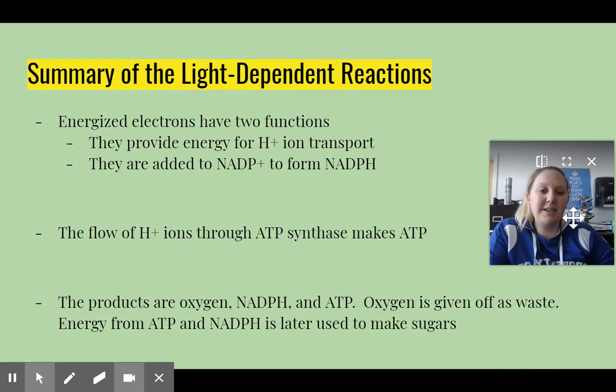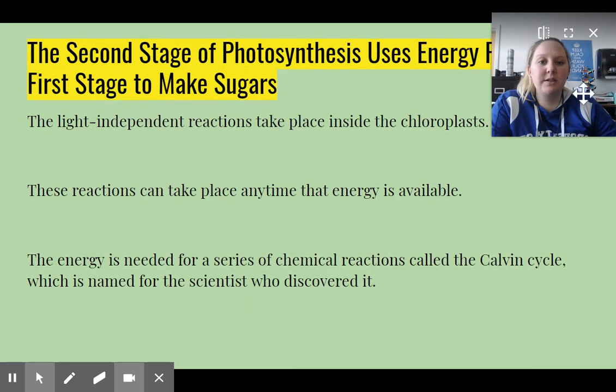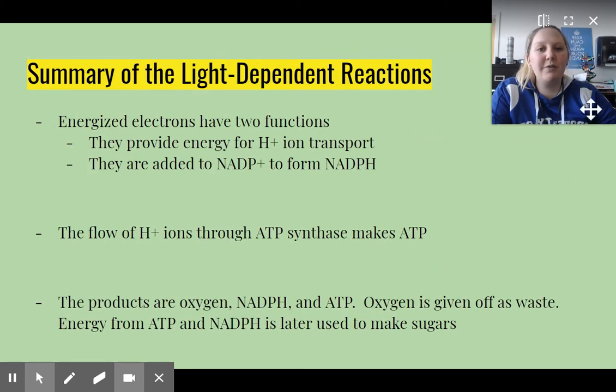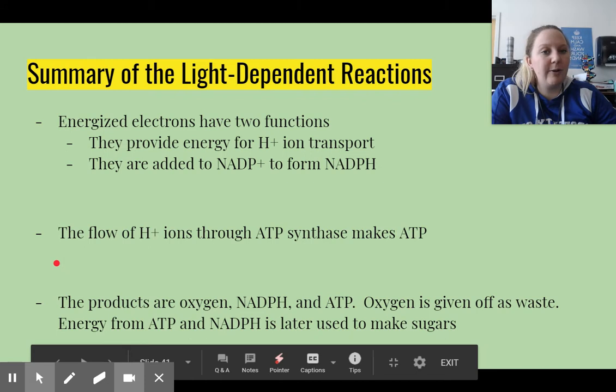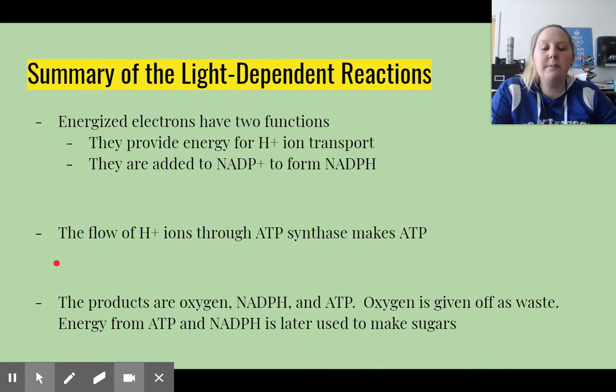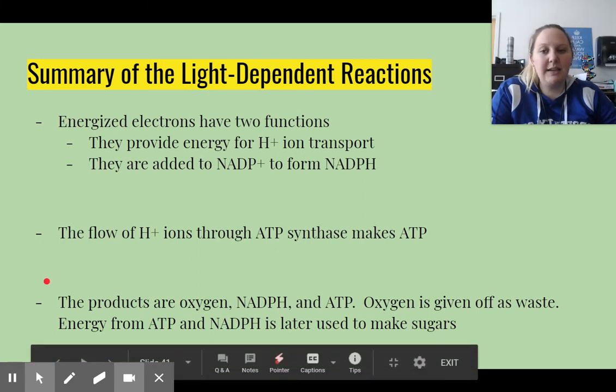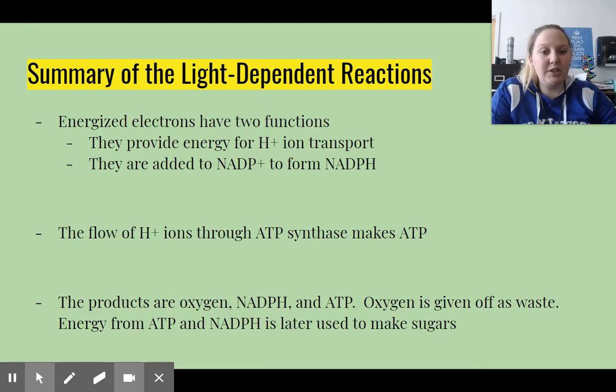The energized electrons have two different purposes. First is they provide the energy to the hydrogen ions for transport. Then they are added to NADP+ to make NADPH. Then the hydrogen ions flow through ATP synthase in order to make ATP. And the products of this reaction system, the light-dependent, are oxygen, which is given off as waste, NADPH, and ATP that are going to later be used to make the organic sugars.